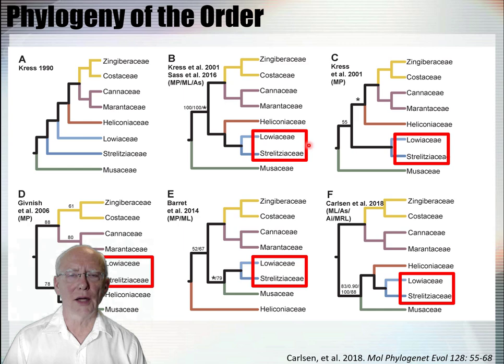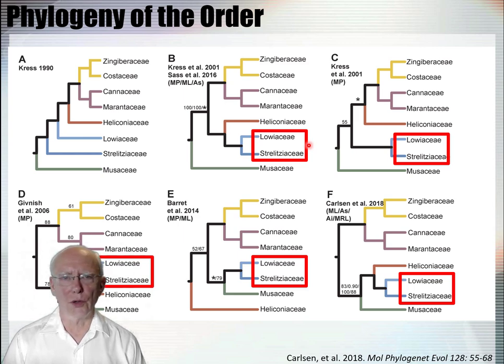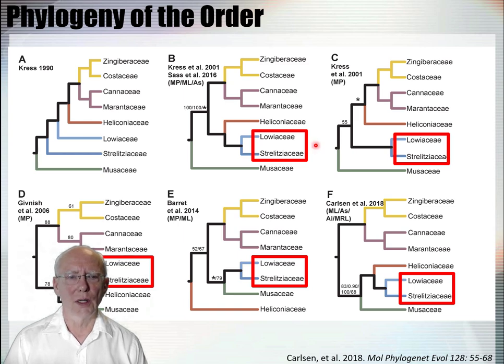One of the few things that is stable among the phylogenies of banana groups is the relationship between the Lowiaceae and the Strelitziaceae. Most of the phylogenies show that these two families are sister groups. Today we're going to look at a couple of characters that might support this phylogenetic relationship, and maybe even start to solve some of the other problems in the phylogeny of the banana families.